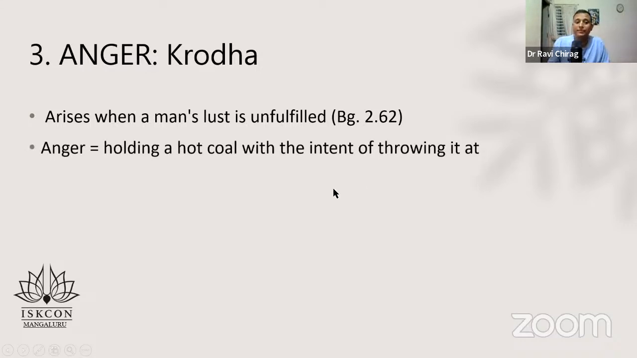And anger is like holding a hot coal with the intent of throwing it at someone. We are holding a burning coal and we are intending to throw it on someone. Like that, this anger is. It is burning our hand only. So this is bad.